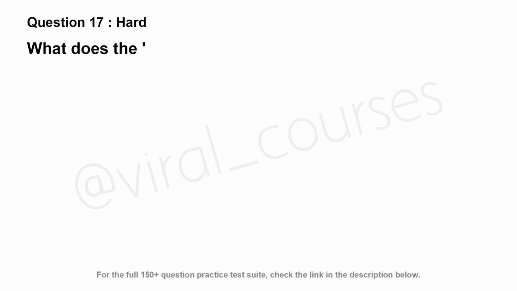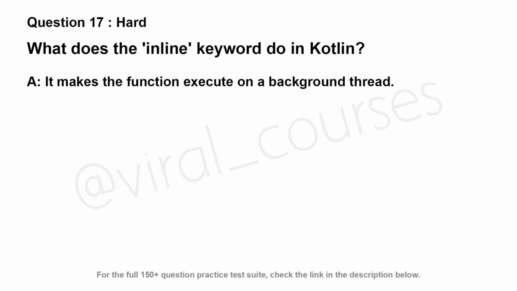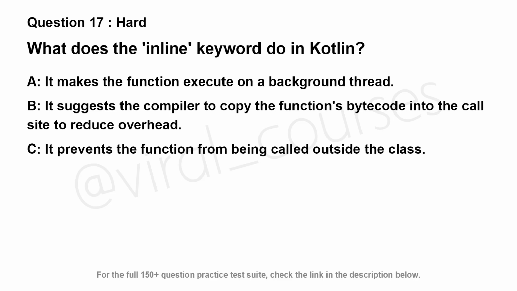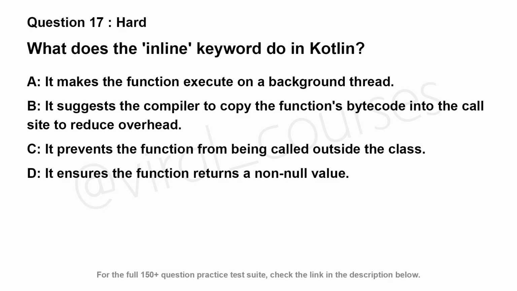What does the inline keyword do in Kotlin? Option A, it makes the function execute on a background thread. Option B, it suggests the compiler to copy the function's bytecode into the call site to reduce overhead. Option C, it prevents the function from being called outside the class. Option D, it ensures the function returns a non-null value.